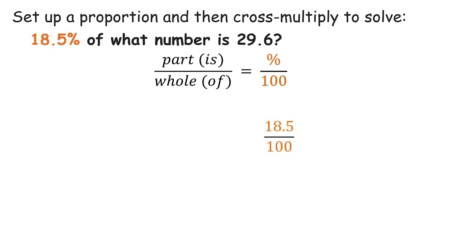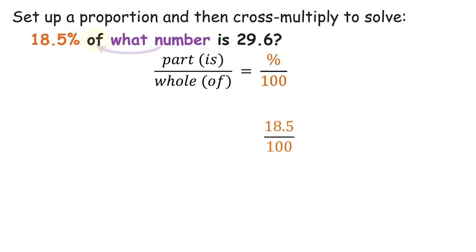Next, we examine the problem statement to determine which number is the part associated with the word is or another similar verb, and which number is the whole associated with the word of. Since 18.5% replaced the percent over 100 in the proportion, it cannot be associated with of. So we look at what number in the question. 18.5% of what number is 29.6.